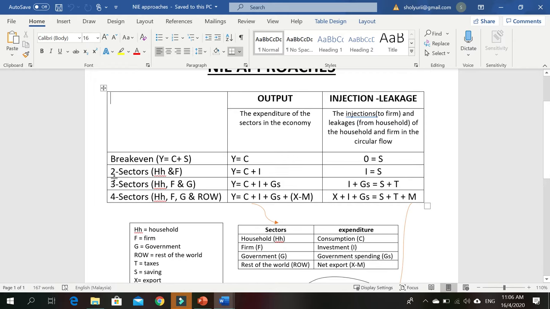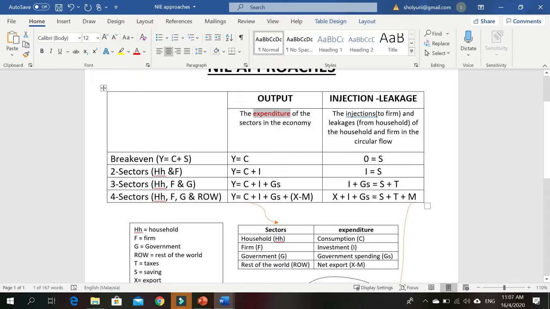So kalau two sectors, apa formula dia? Dia ada household dengan firm kan. Output ni maksudnya expenditure of the sectors. Saya dah bagi tahu lah nama expenditure kan. Kalau household, perbelanjaan ni kita panggil sebagai consumption. Kalau firm, perbelanjaan kita panggil sebagai investment. So formula dia akan jadi Y equals to C plus I. This is for household consumption. I investment is for firm.